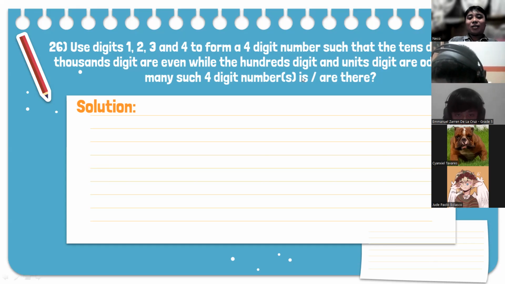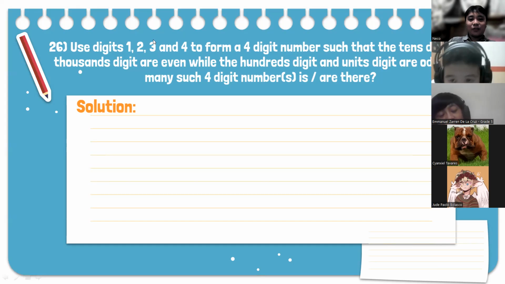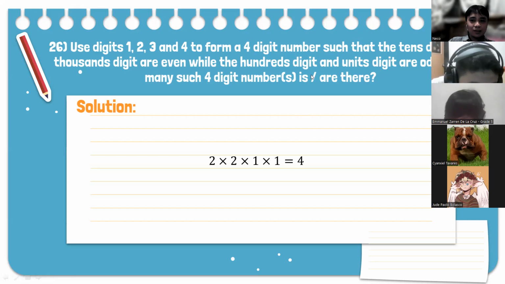Use the digits 1, 2, 3, and 4 to form a 4-digit number such that the tens digit, thousands digit. So how do you do this one? Answers. I need answers. What's the answer? How many of such 4-digit numbers? I see a 4. 16. Yeah. Oh no. It's actually 4 because you can't repeat, right? Does it say here?